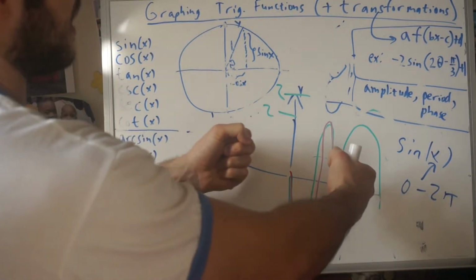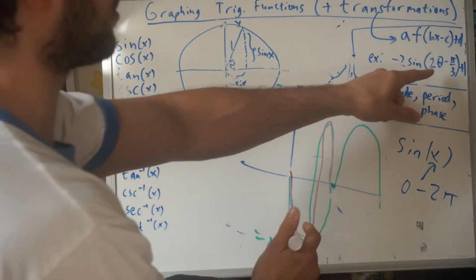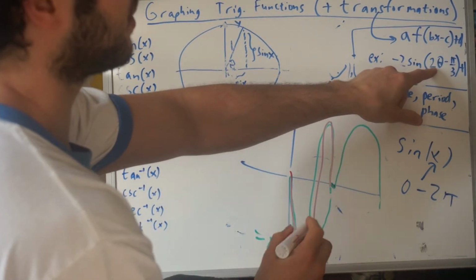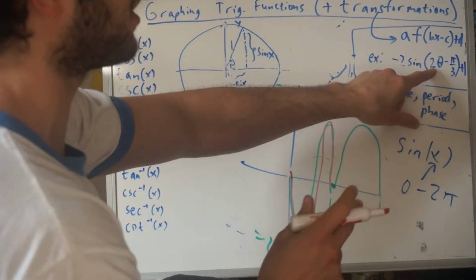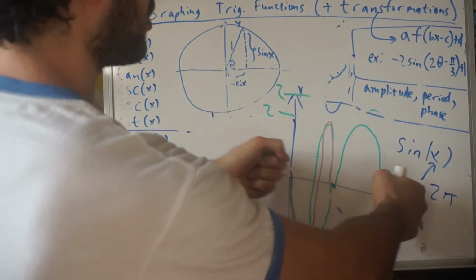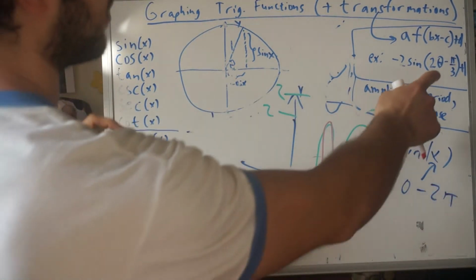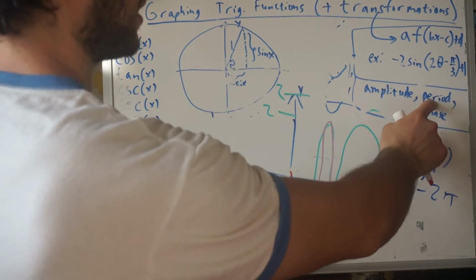So we condensed our accordion. Now, if this number is, let's say, half, then we would have to go twice as far just to get to 360. So then it would be stretched out. So that's what this number is doing. So that's affecting the period.